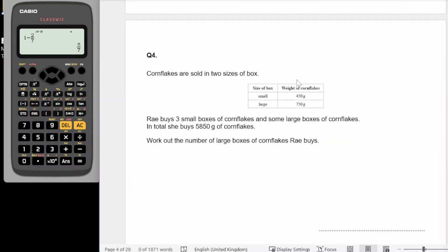Question 4, cornflakes are sold in 2 sizes of boxes. Small box is 450 grams and a large box is 750 grams. Ray buys 3 small boxes of cornflakes and some large boxes of cornflakes. In total, he buys 5,850 grams of cornflakes. Work out the number of boxes that Ray buys. So I want to do 5,850 minus 3 lots of the small boxes, so minus 3 times 450.